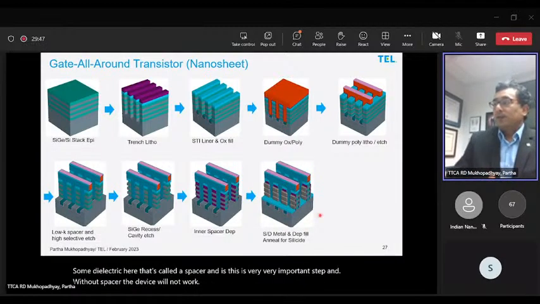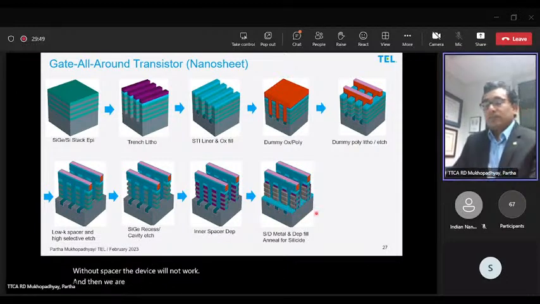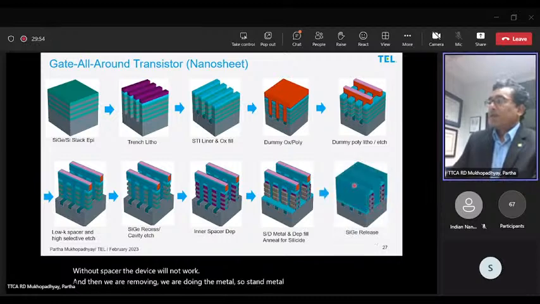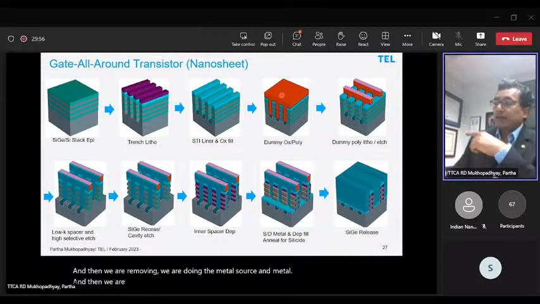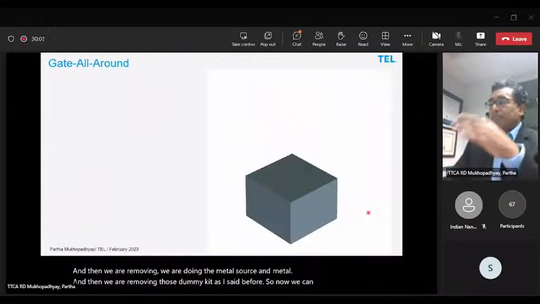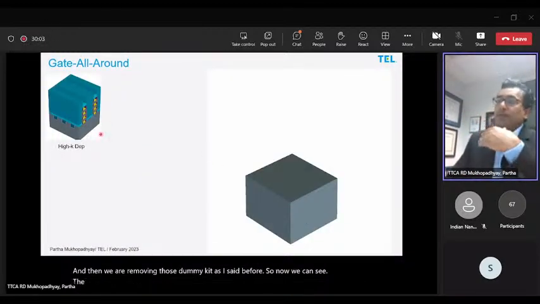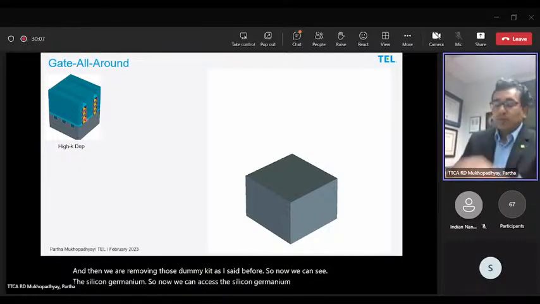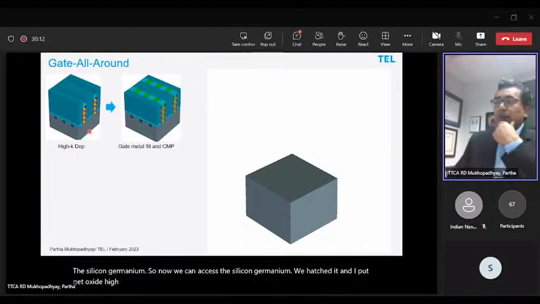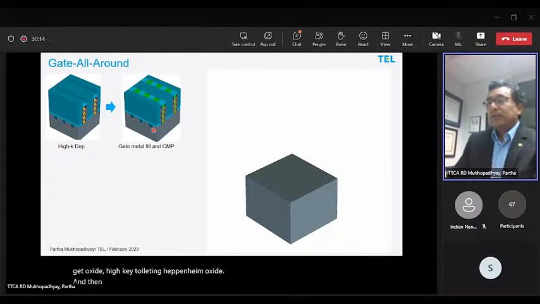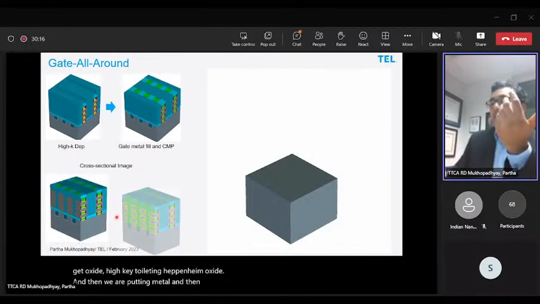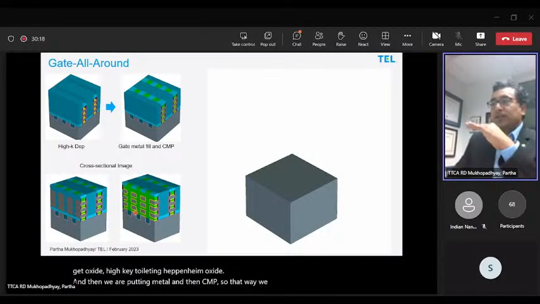And then we are doing the metal source and drain. Then we are removing those dummy gates, as I said before. So now we can access the silicon germanium. We etch it, and I put gate oxide, high-K dielectric, hafnium oxide. And then we put metal and then CMP. That way we are finishing the gate all around.